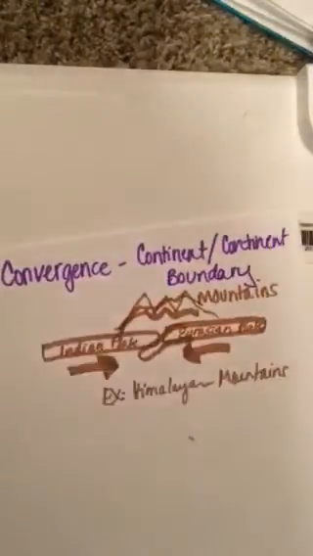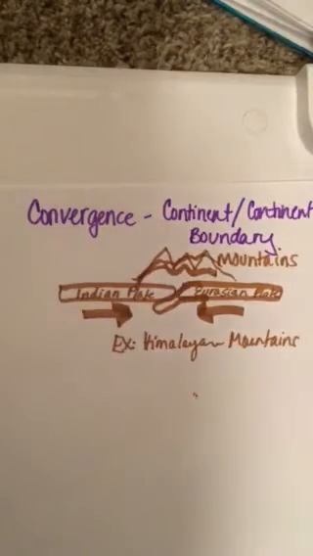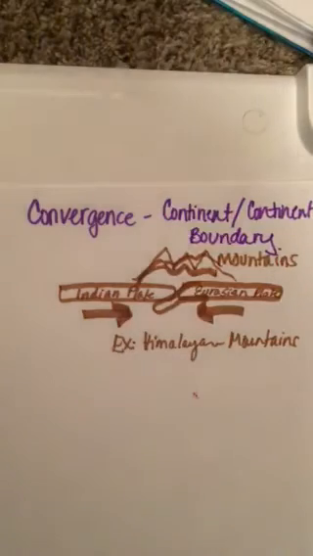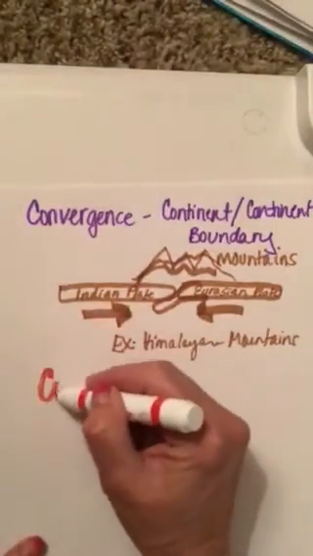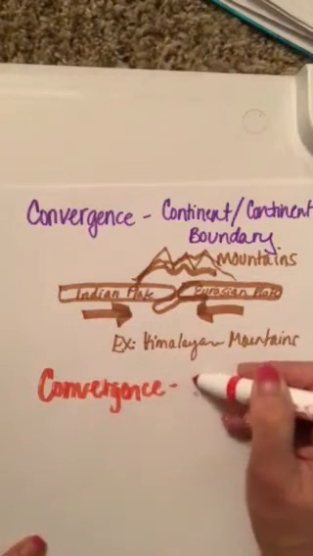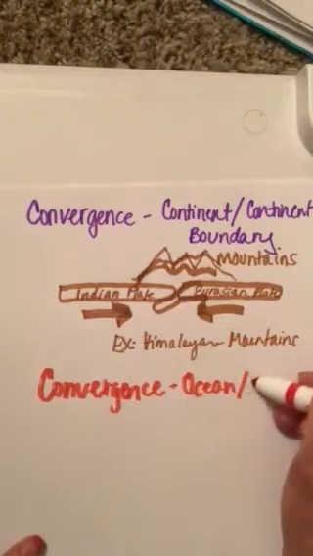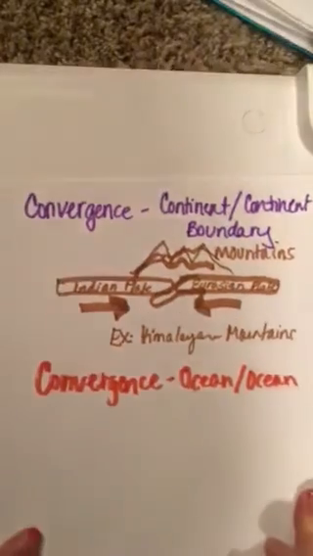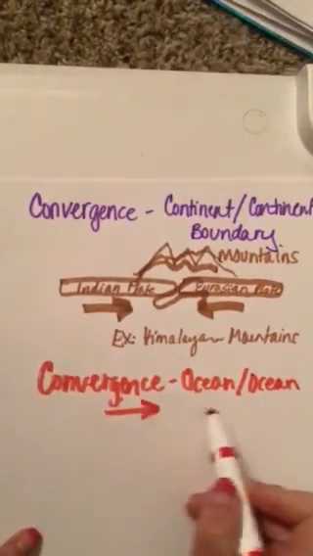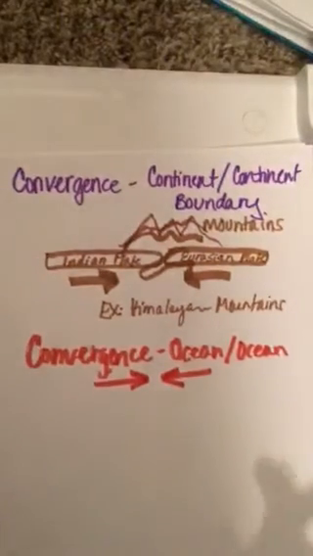All right, another boundary that I would like to look over with you today is when we have two plates converging. One is carrying ocean along its boundary and the other is carrying ocean along its boundary. So we're going to do convergence, ocean, ocean. So let's look at what that looks like. Remember, once again, convergence is coming together. So the plates will be moving together like this.